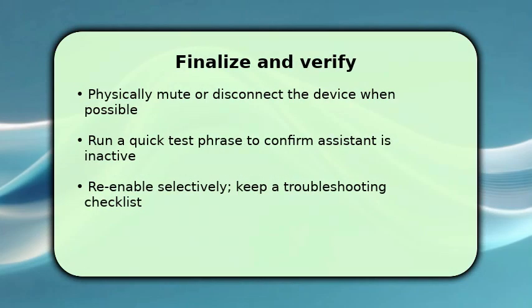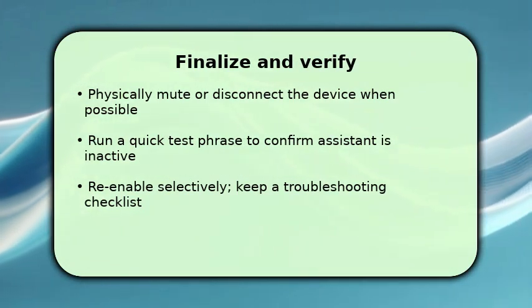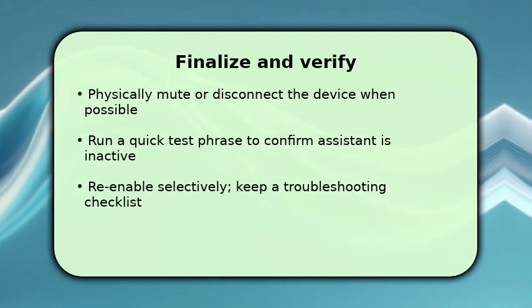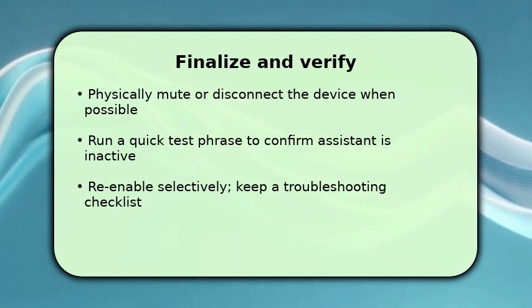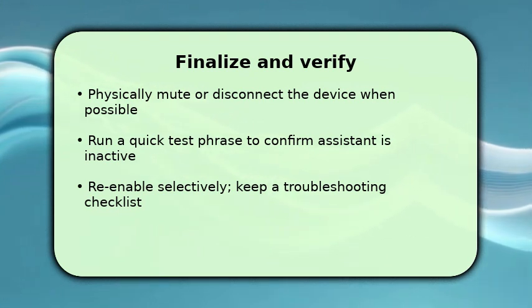Finally, physically mute or power down the device when you want absolute assurance. This eliminates all software loopholes and is why physical controls matter. After reconfiguring settings, test with a short wake phrase to verify the assistant no longer responds, and check the app's device status for any active streams.